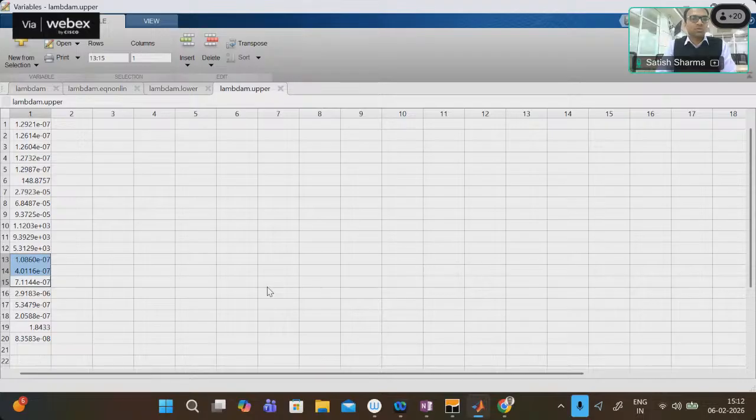Then if you see the 13th, 14th, and 15th, they are negligible because we are not putting any effort. They are well within bounds. Then for reactive power as well, up to 20, only the 19th has some value and the rest of the others are basically negligible.